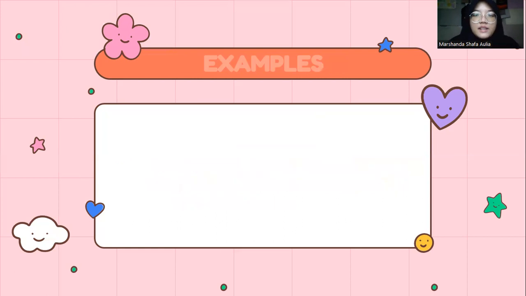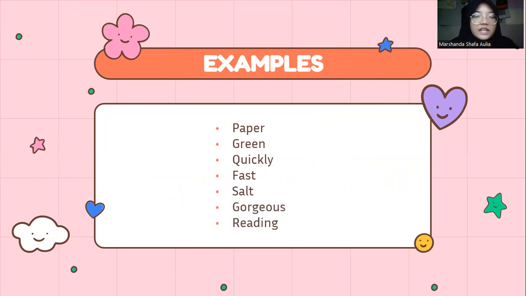The examples are pepper, green, quickly, fast, salt, gorgeous, and reading. And there's a lot of lexical words that we can find in our daily life, especially nouns, verbs, adverbs, and many more.